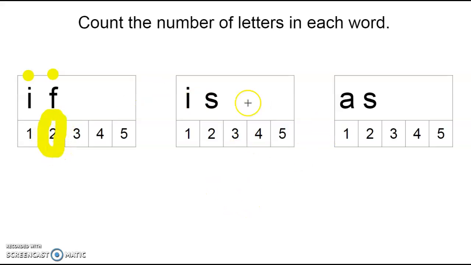Our second word is is. Is spelled I-S. Let's count the letters again together. 1, 2. The word is has 2 letters in it. Our last word on this page is as. As is spelled A-S. Let's count the letters together. 1, 2. The word as has 2 letters in it as well. Great job.